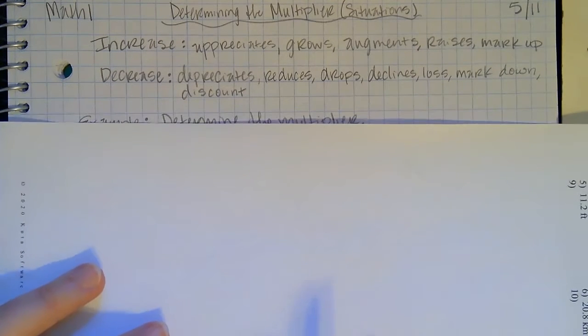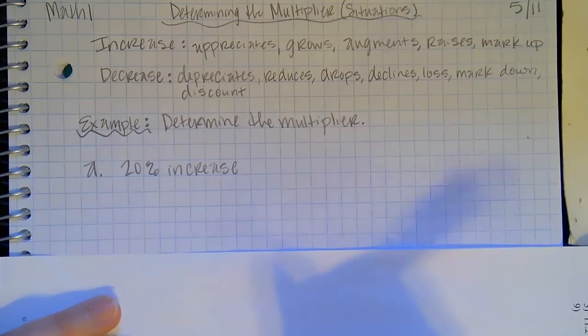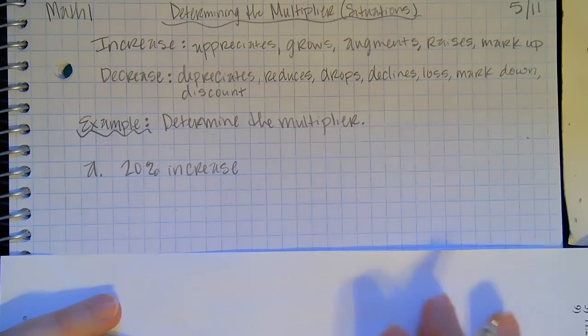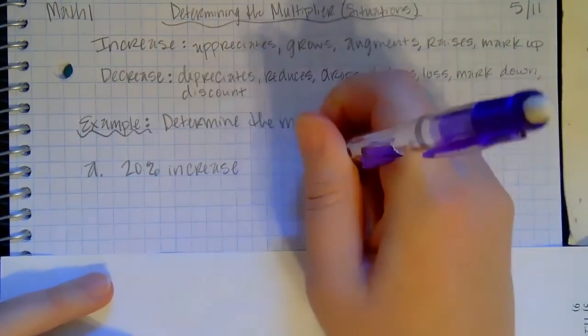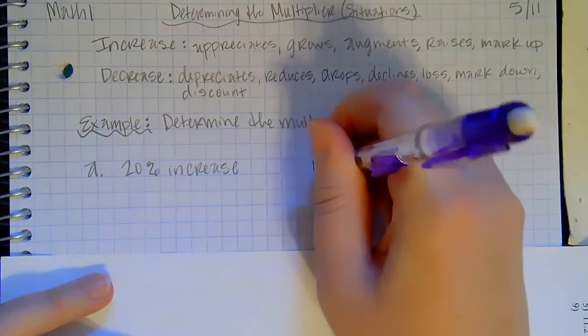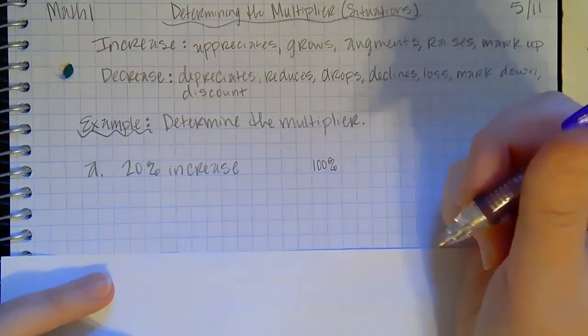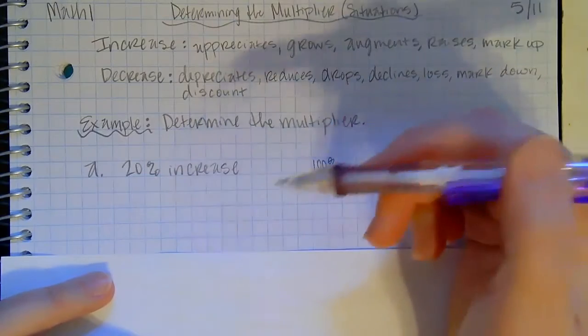Okay, so let's look at an example. We're going to find the multiplier. Okay, so here it says there's a 20% increase. So what I want you to think about, I pay the original, I'm just talking about money, but it doesn't matter. So I pay the original 100% of the item. Let's say the item is $4. I'm going to pay those $4. Now, it's been increased by 20%.